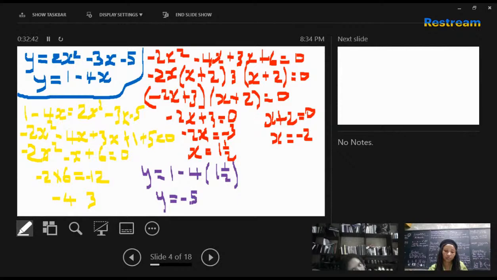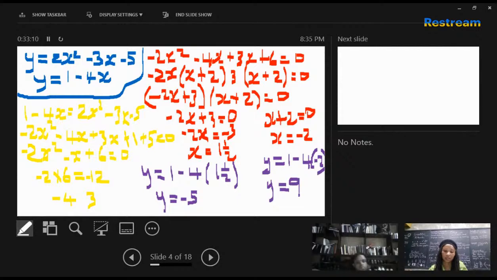And for the second y value, we're going to substitute x for negative 2. So 1 minus 4 times negative 2, and that would be 1 minus negative 8. When we have two negative signs consecutively, right beside each other, we actually add the two numbers. So that would give you 1 plus 8, which is 9, positive 9.